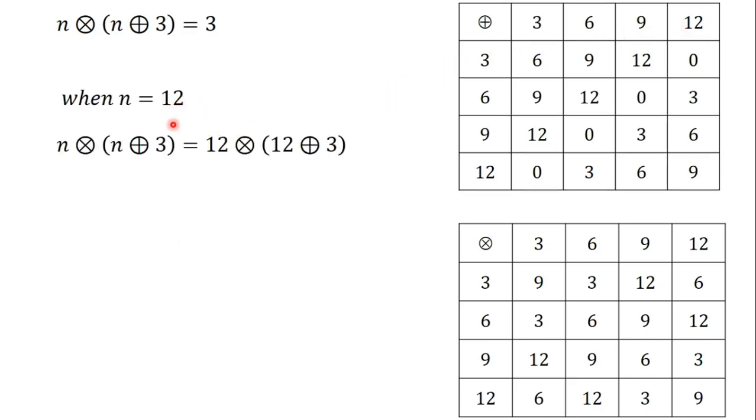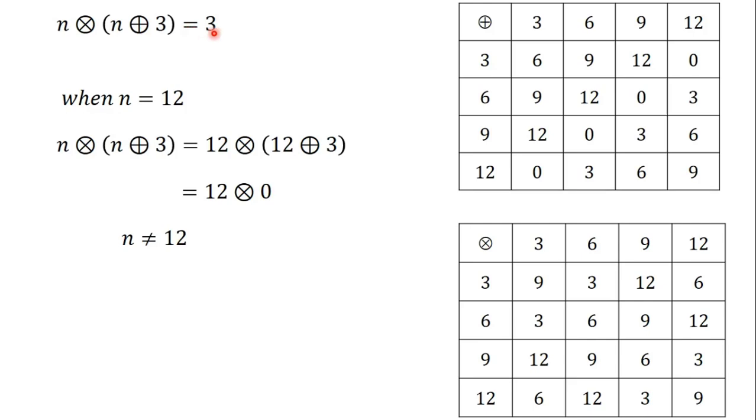When n is equal to 12, the expression n times into bracket n plus 3 will become 12 times into bracket 12 plus 3. From the addition table, 12 plus 3 is 0. So you have 12 times 0. We don't have 0 in the set of numbers we used to draw the table, so we can't find 12 times 0 from the table. What this means is that n is equal to 12 will not satisfy the equation, so n is not equal to 12.